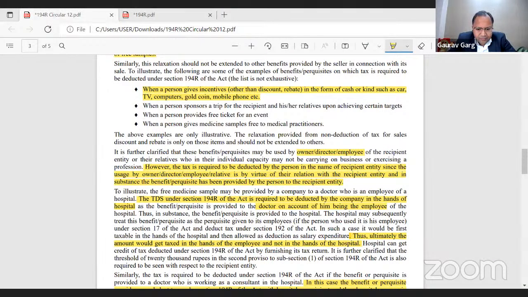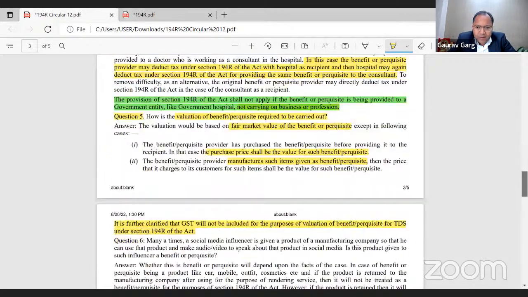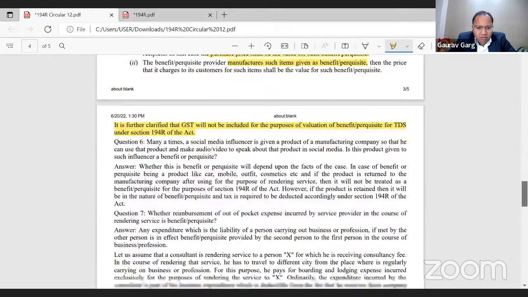Gaurav, I have a question. Please. If a company gives a car to its employee as a gift, what would you do? Then we will take the employee to section 17, not 194R. 194R is not applicable on employees.